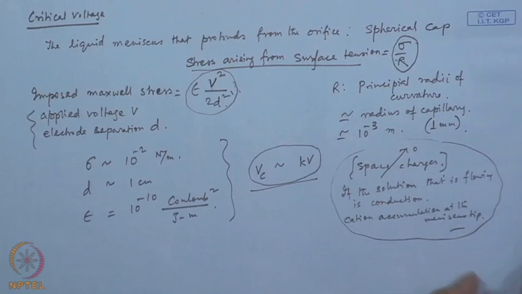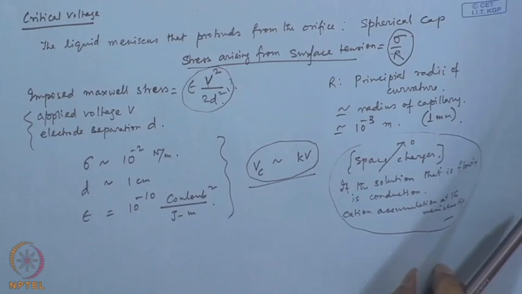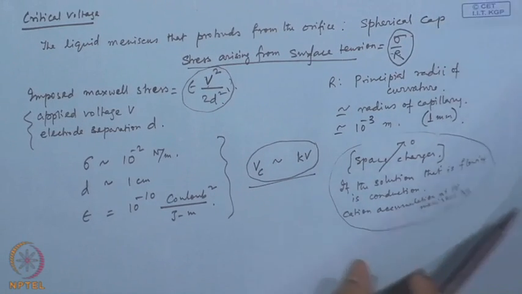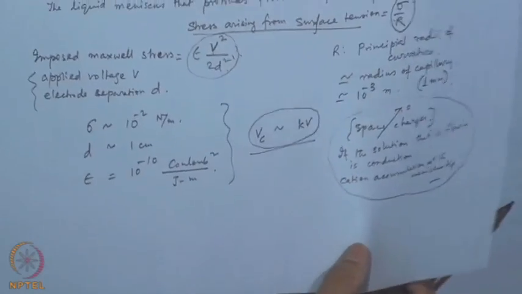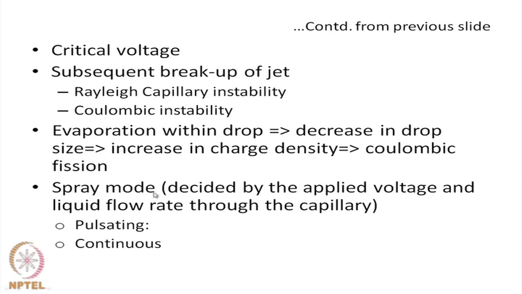Now, once the liquid meniscus comes out, we have another issue here, the subsequent breakup of the jet. There are two ways this jet can break up. One is by Rayleigh capillary instability and the other is Coulombic instability. Let us try to understand.